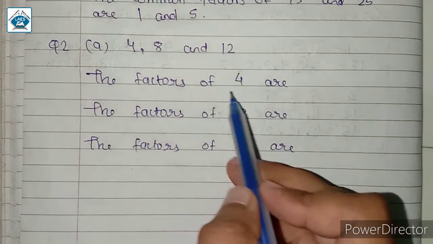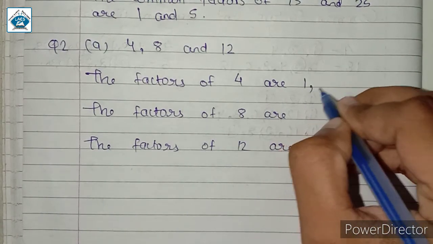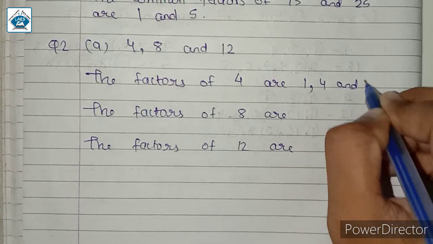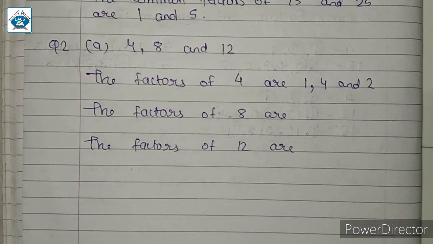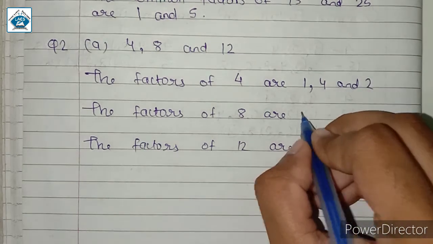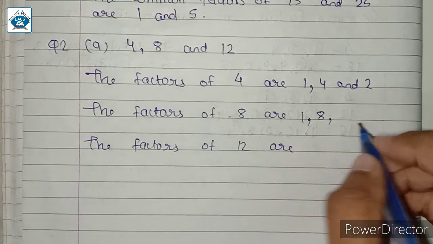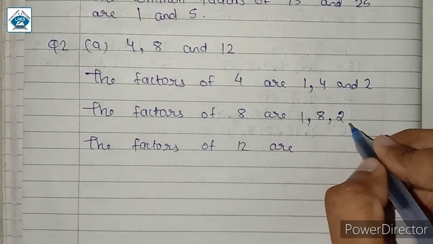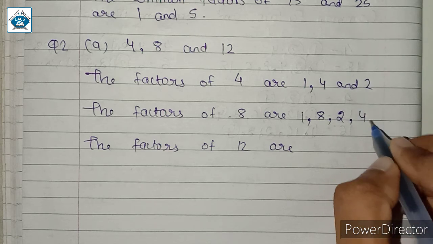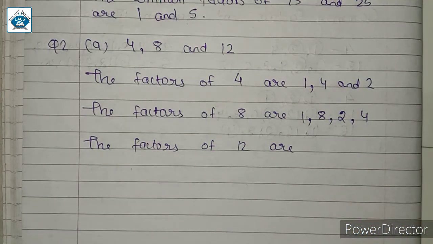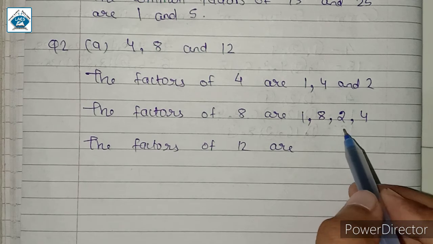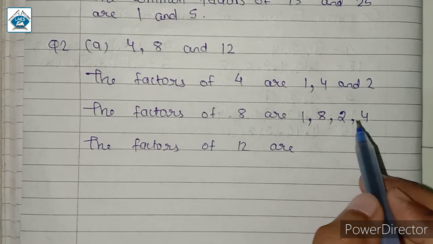So we know the factors of 4, these are 1, 4 and 2. These three are the factors of 4. For factors of 8, 1 and 8 are the factors. Apart from them, we have 2. 2 4s are 8. So 2 and 4 are also factors of 8. So 1, 8, 2 and 4 are the factors of 8.